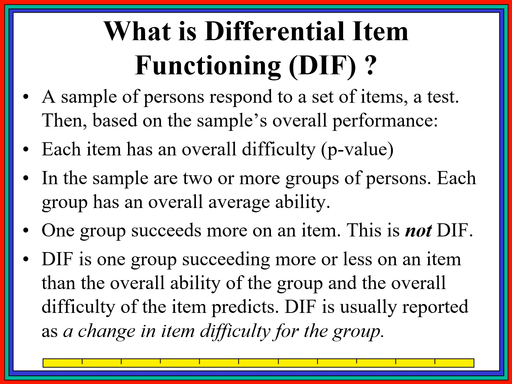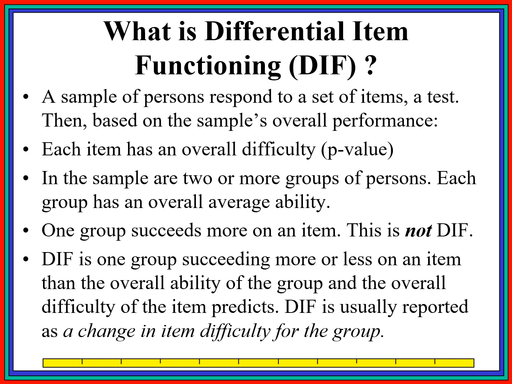Well, we have a sample of persons responding to a set of items, and then we have their overall performance. Each item has an overall difficulty. Each person has an overall ability, but in the sample there are two or more groups of persons. Each group has an overall average ability. One group succeeds more on an item. By itself, this is not DIF.